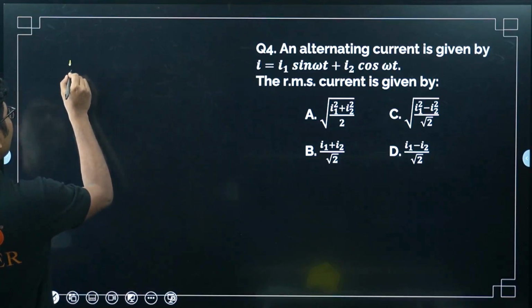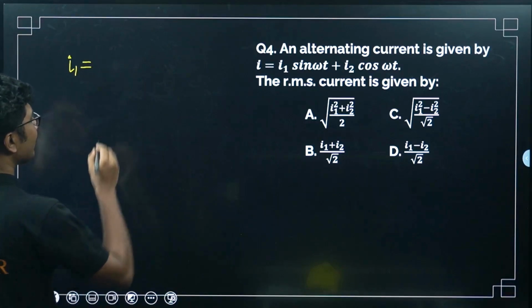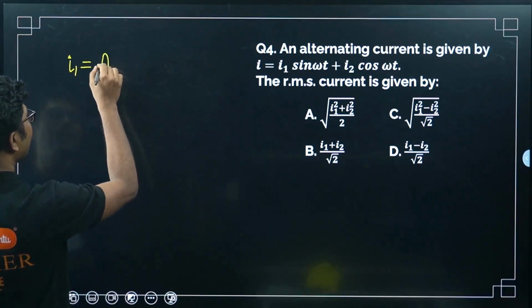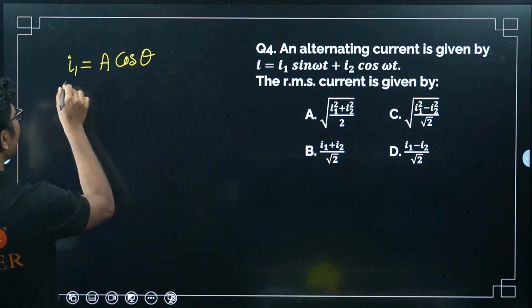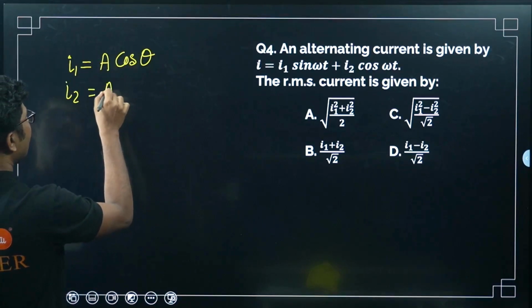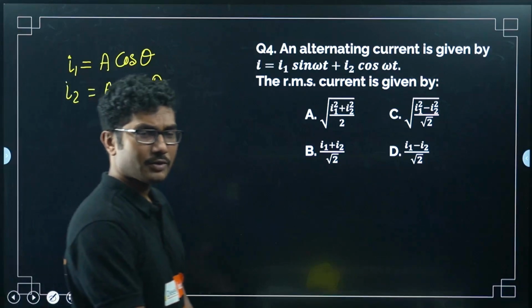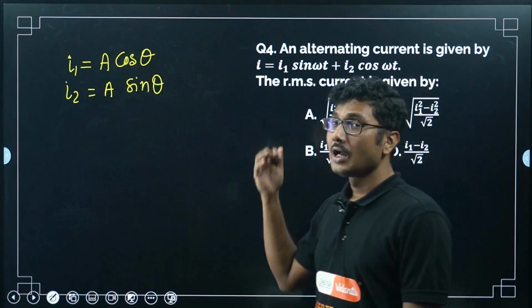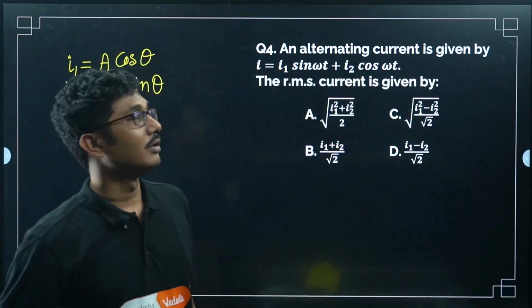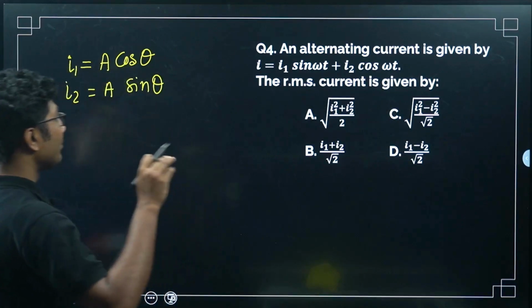What we will do is one substitution. What substitution will we do? We will assume that I1 equals A cos theta and I2 equals A sin theta. I hope you are familiar with this kind of transformations, substitutions in mathematics, where you substitute such formulas so that your integration becomes easier. So that's what we are doing here.